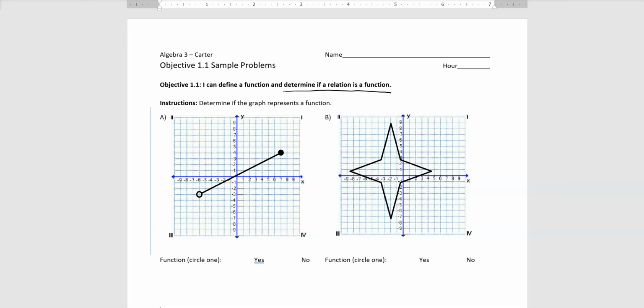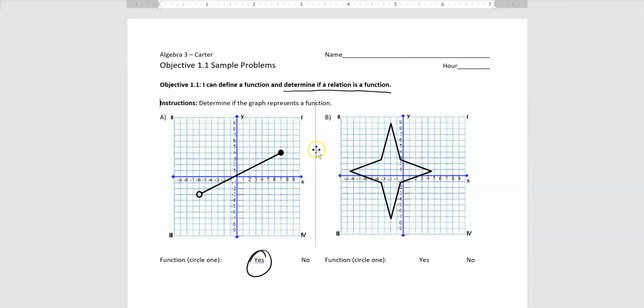To determine if a graph represents a function, we use the vertical line test. To do that, we just need to imagine taking a vertical line across the graph. If it touches more than one spot, it is not a function. If it only touches one, it is a function. Since, as we take it across, it only touches one part of the function, it is indeed a function. So we would say yes for letter A.